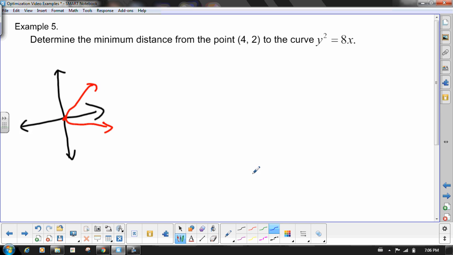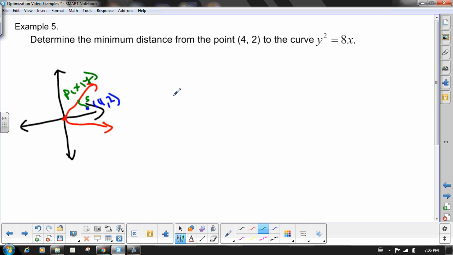And then it's asking for the point (4, 2). So point (4, 2) would be somewhere around here. And again, it's just a sketch. It's asking to find the minimum distance to a point on the curve. So I'm arbitrarily going to put this point right here, and I'm going to say that this represents my minimum distance. I don't know where this point is, so I'm going to call it point P and give it the coordinate (x, y).